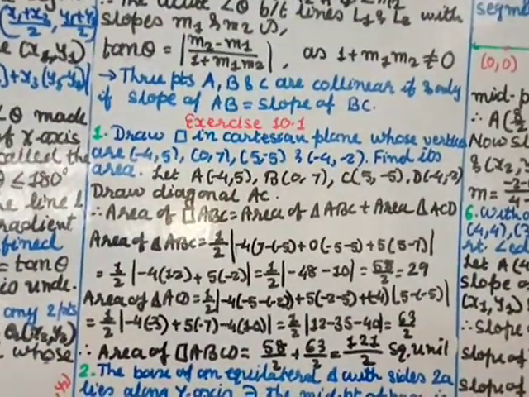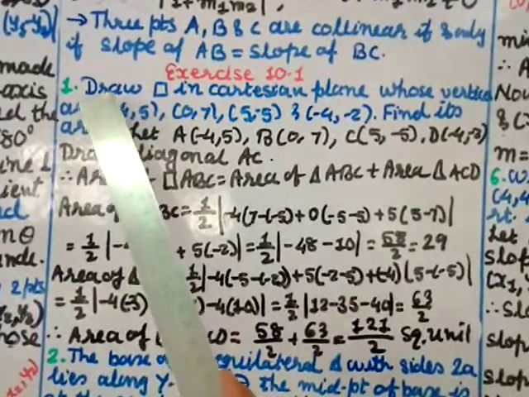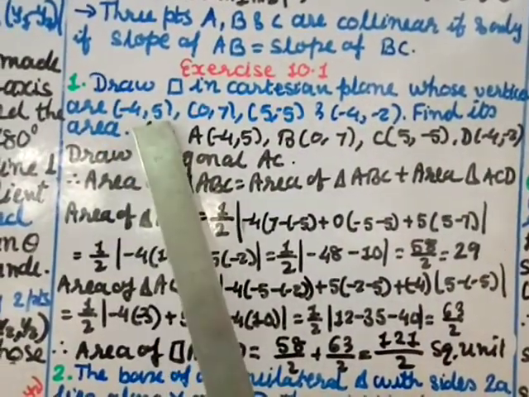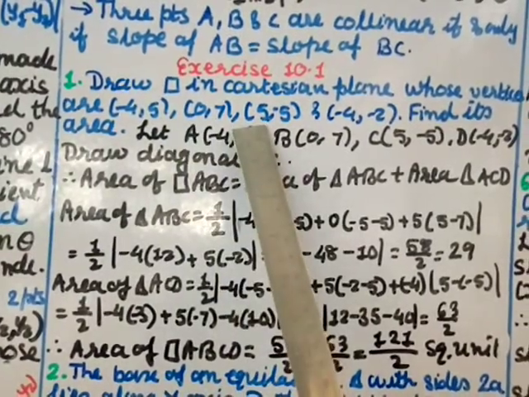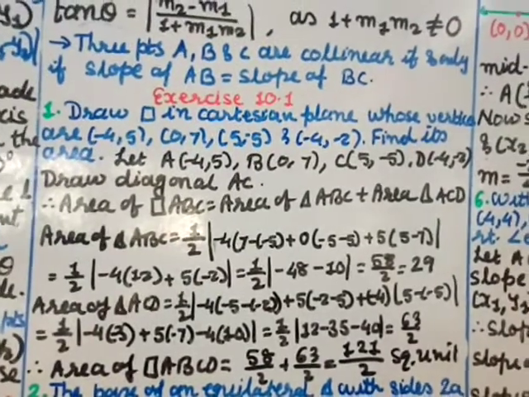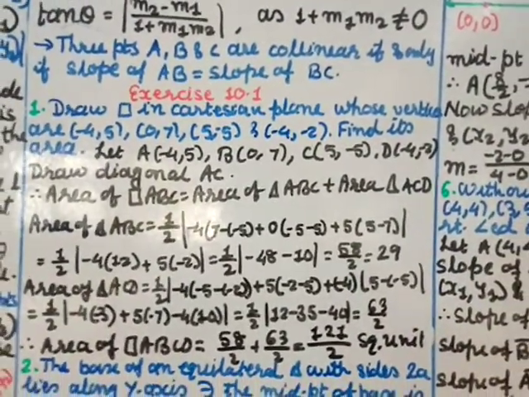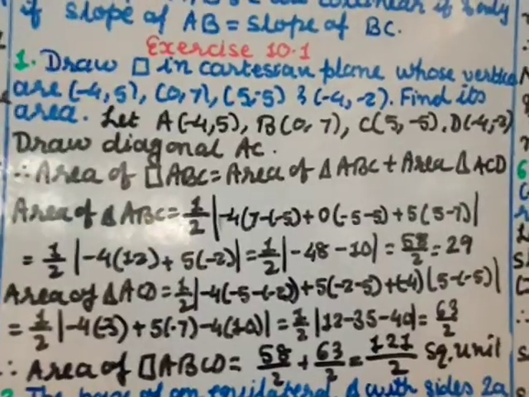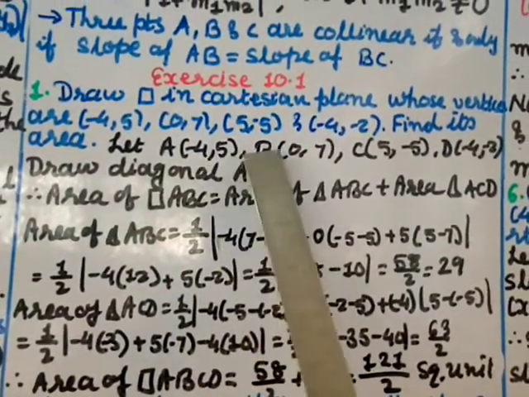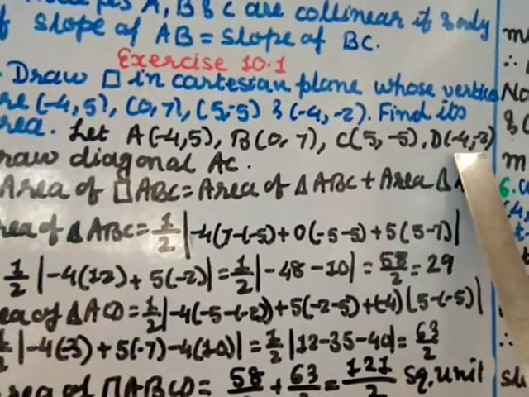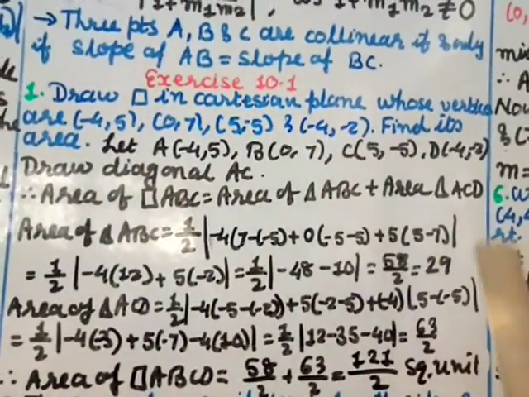Exercise 10.1. Question number 1. Draw a quadrilateral in Cartesian plane whose vertices are minus 4, 5; 0, 7; 5, minus 5; minus 4, minus 2; and find its area. Now drawing the quadrilateral, I leave it for you. I shall find the area. Let A be minus 4, 5, B be 0, 7, C be 5, minus 5, D be minus 4, minus 2. Okay, call these A, B, C and D.